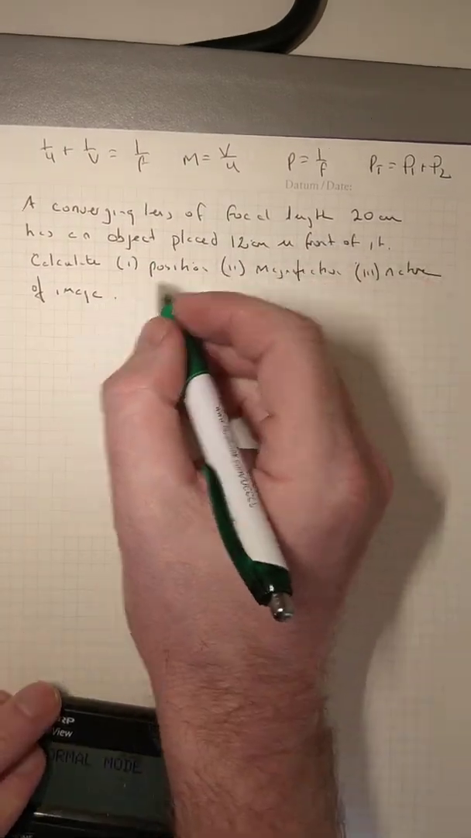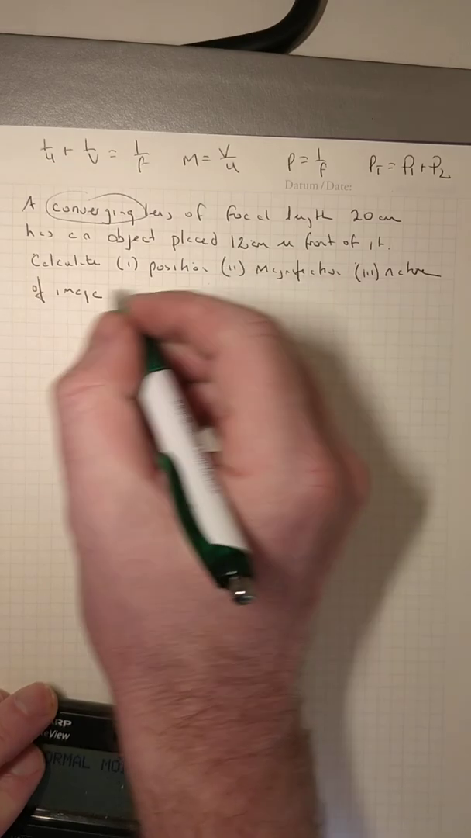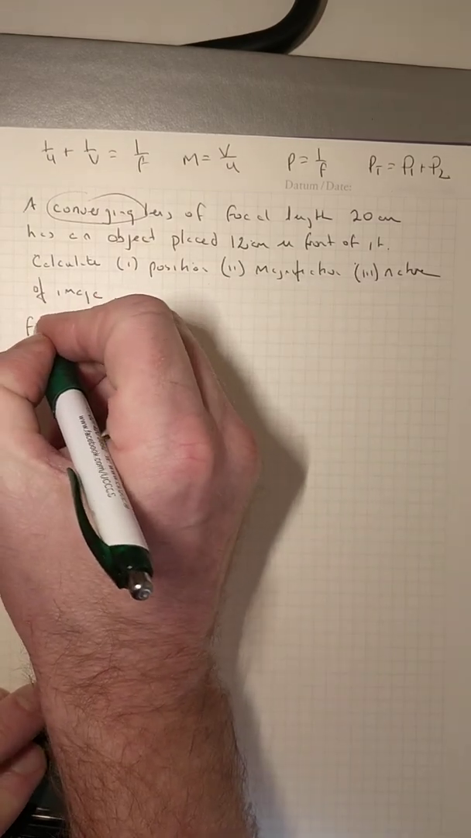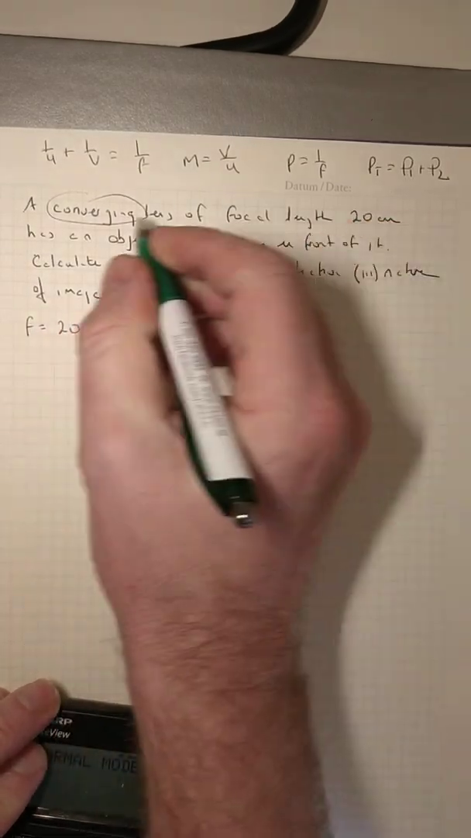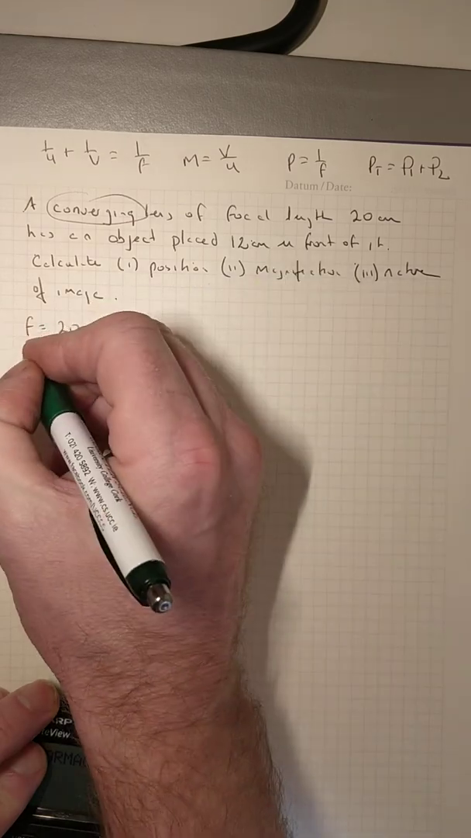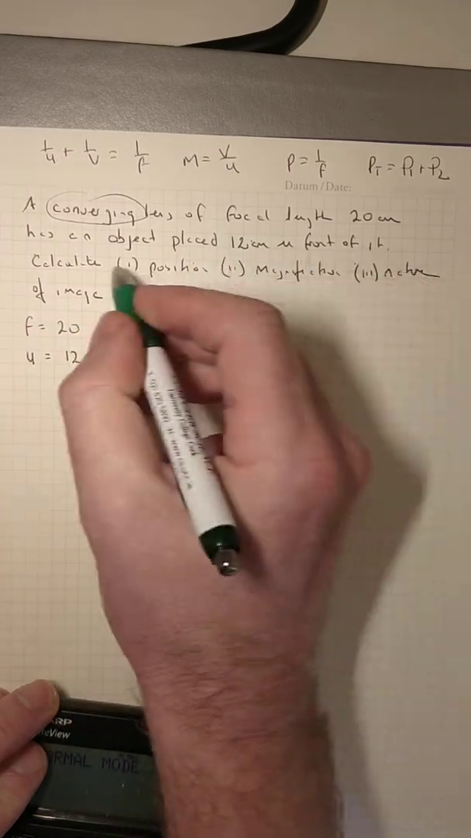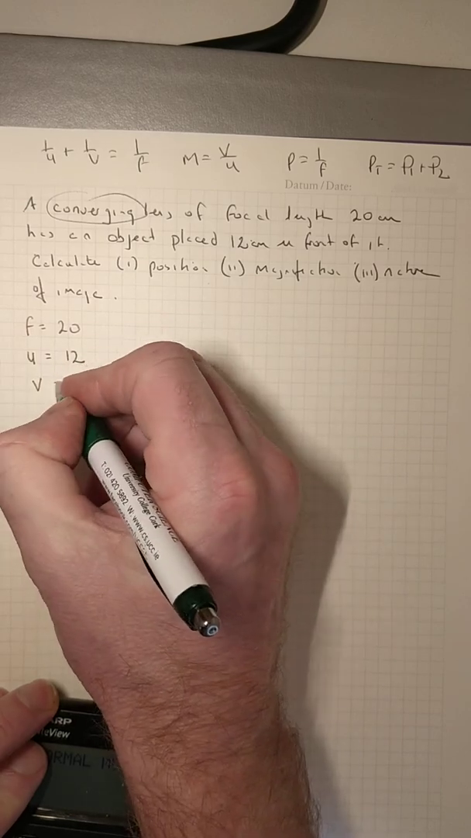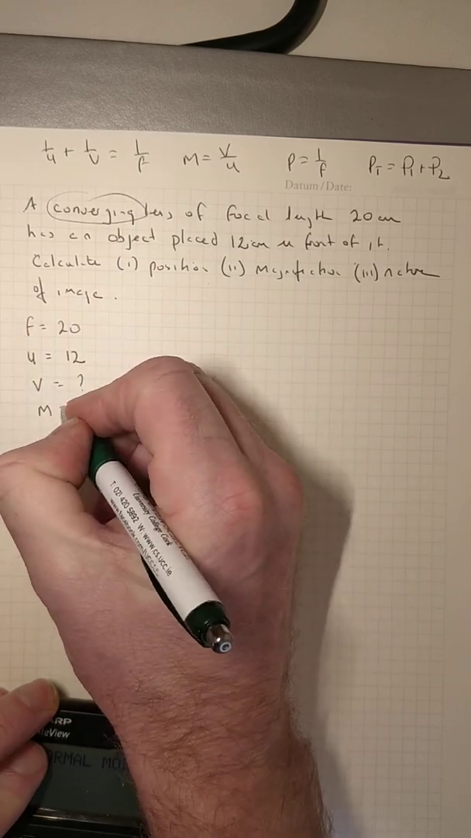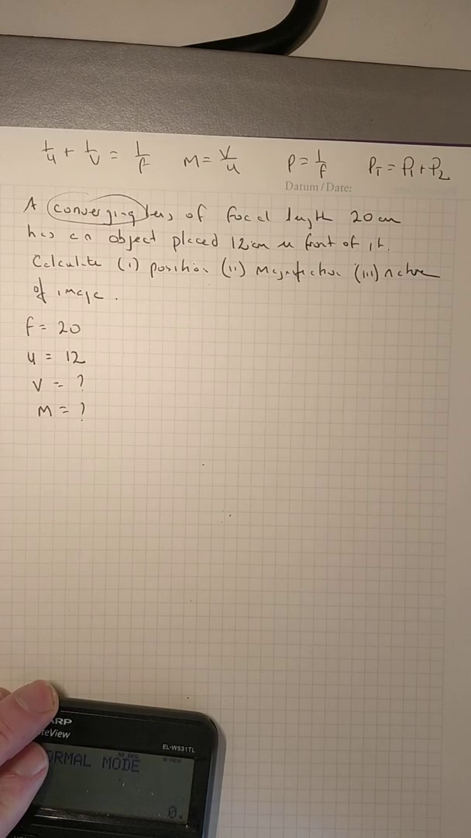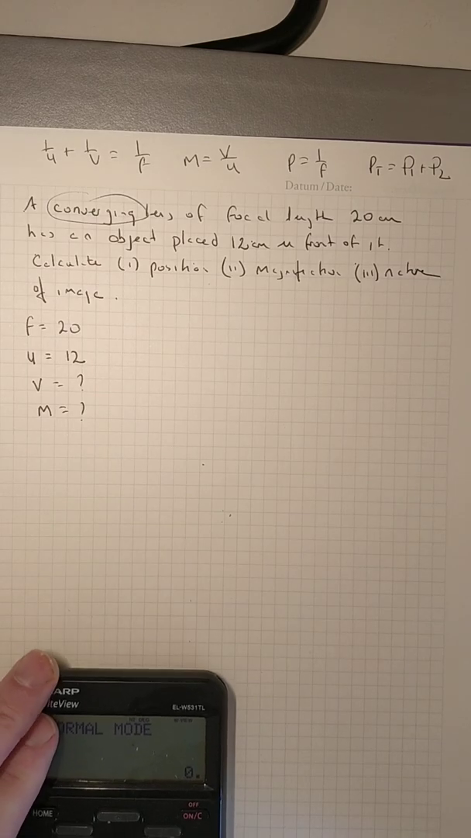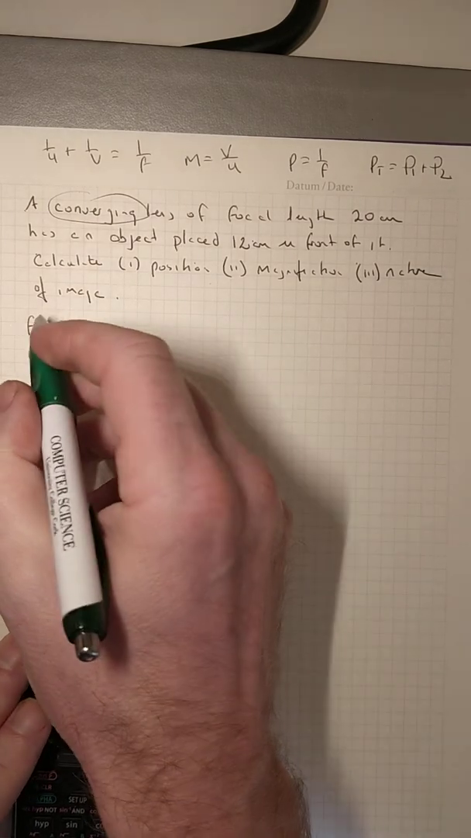Converging lens of focal length 20, so you say converging, so you know that the focal length is plus 20. Has an object placed 12 centimeters in front of it, U is 12. U is always plus, object always plus. Calculate the position, which is effectively V, the magnification, which is M, and the nature, a plus or minus in the answer. That will come out from the signs from your algebra.